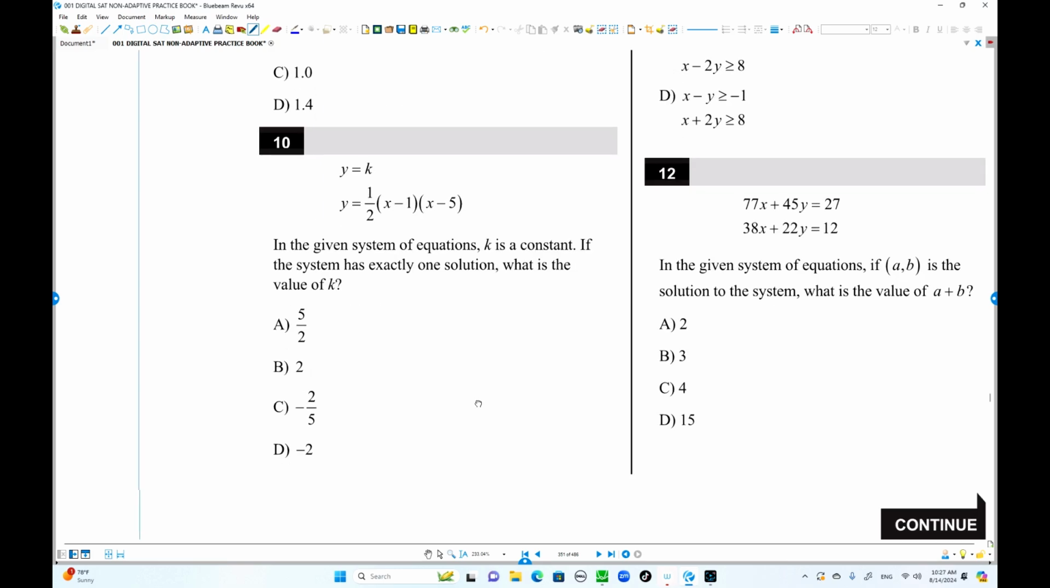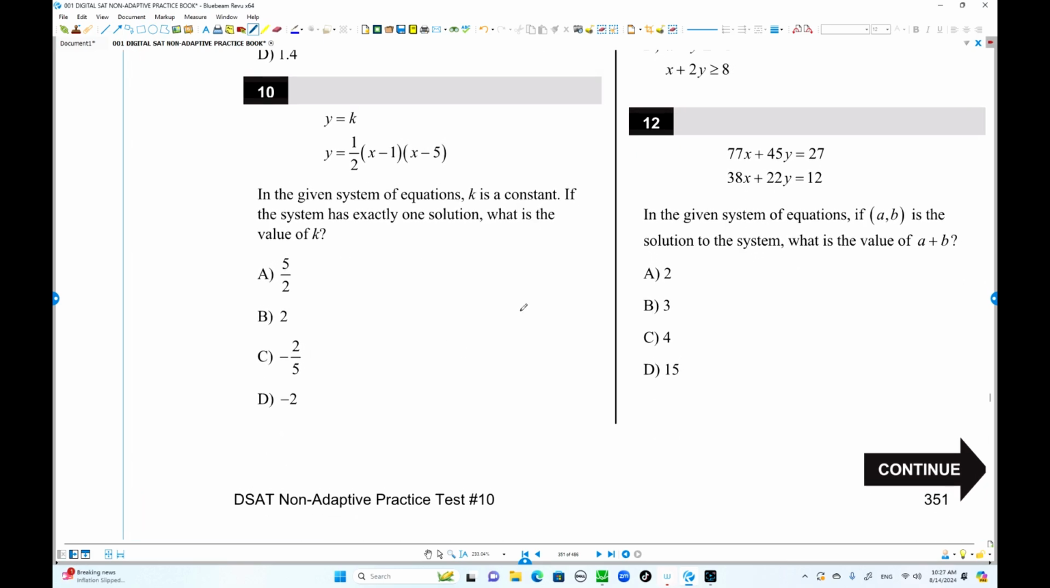Here we go, number 10. So in the given system of equations, k is a constant. If the system has exactly one solution, we have a lot of practice about this, the number of solutions by using the discriminant, right? Or using the graph. To solve this one, you can use your decimals also, okay? So we're going to try this one first using the discriminant.